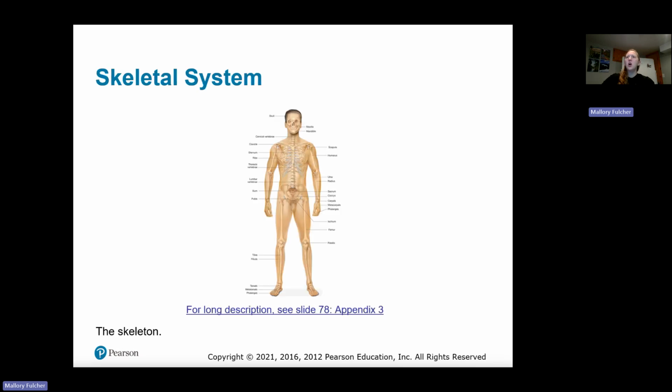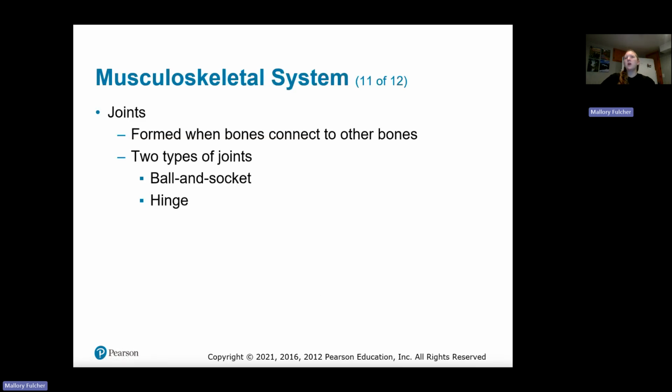So here's an image of our skeletal system. There's also cartilage that's kind of thrown in here to keep things together and have some cushion in those joints. Our joints are classified as basically any place that there are bones connecting to other bones. And there's several different types, or two different types of main joints. We've got our ball and socket and our hinge joints.